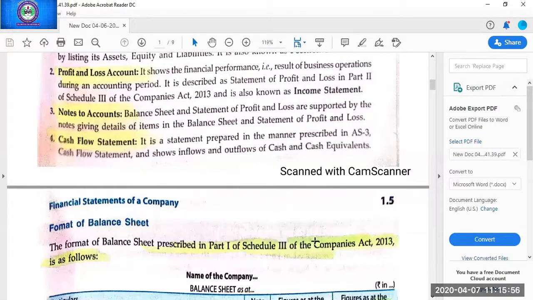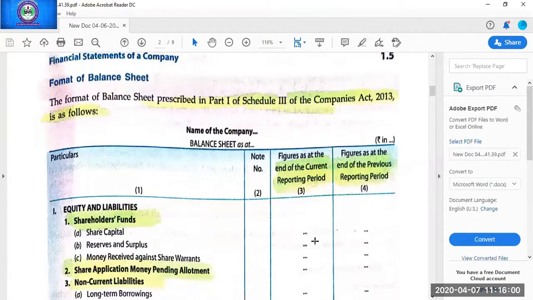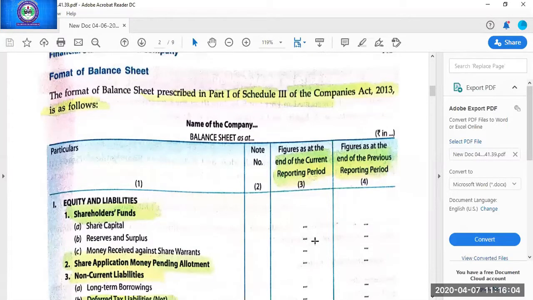Now, straightforward, I'm coming to the format of the balance sheet. In the format of the balance sheet, just like the statement of P&L account format is given in part 2 of schedule 3, similarly, the format of the balance sheet is given in part 1 of schedule 3 of the Companies Act 2013. In part 1, the balance sheet schedule is given, and in part 2, the statement of P&L account schedule format is given.